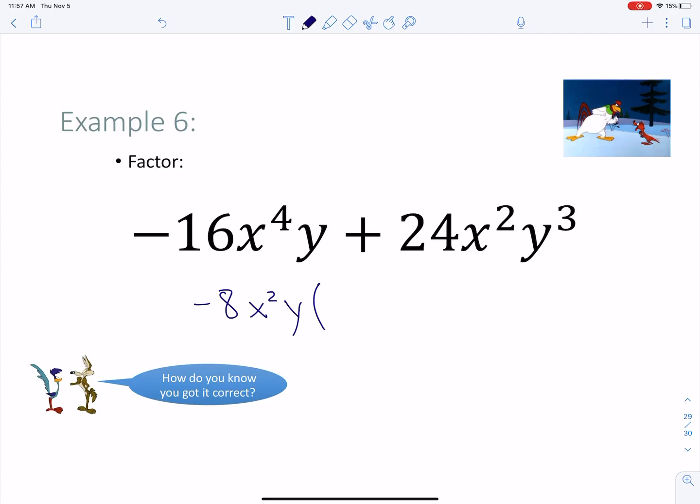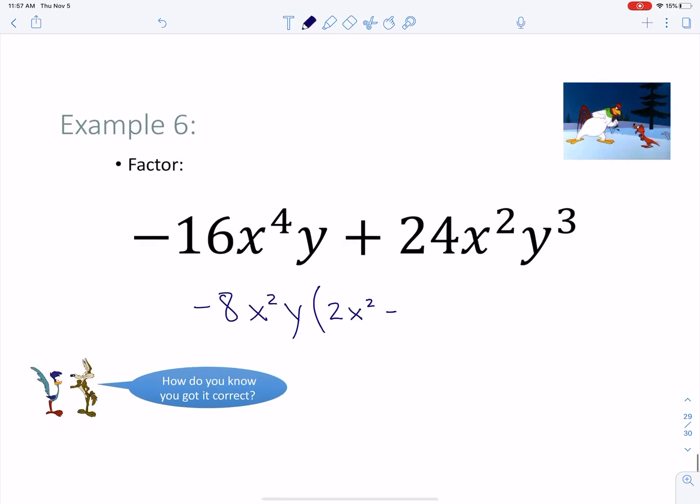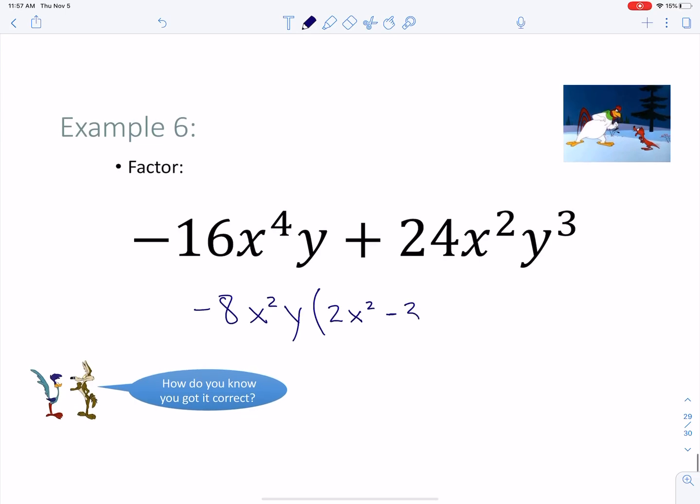Now write the rest inside your parentheses. I'm going to have to multiply the negative 8 by 2 to get to the negative 16, x squared to get to the x to the 4th, and then times y, I don't have to write the plus 1. All right, now our second one. I'm going to have to multiply it by a negative to get to a positive 24. So a negative 3. The x squared's already in there, but I do have to multiply it by a y squared to get to y to the 3rd. And we know we're correct by doing those mental checks. We kind of did it as we went along with distributing it back out.